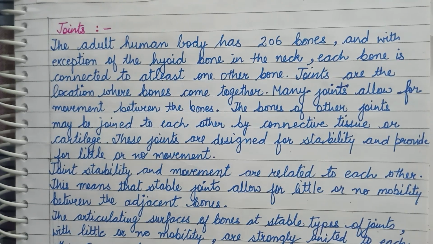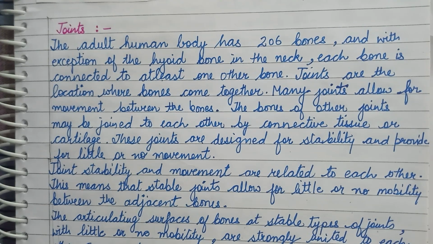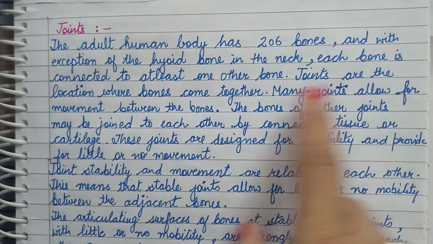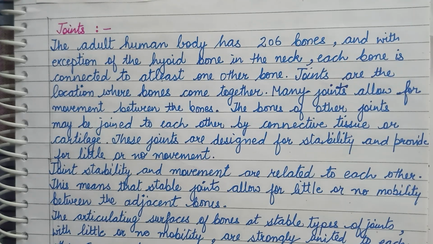Joints. The adult human body has 206 bones, and with the exception of the hyoid bone in the neck, each bone is connected to at least one other bone. Joints are locations where bones come together. Many joints allow for movement between the bones. The bones of other joints may be joined to each other by connective tissue or cartilage. These joints are designed for stability and provide for little or no movement.